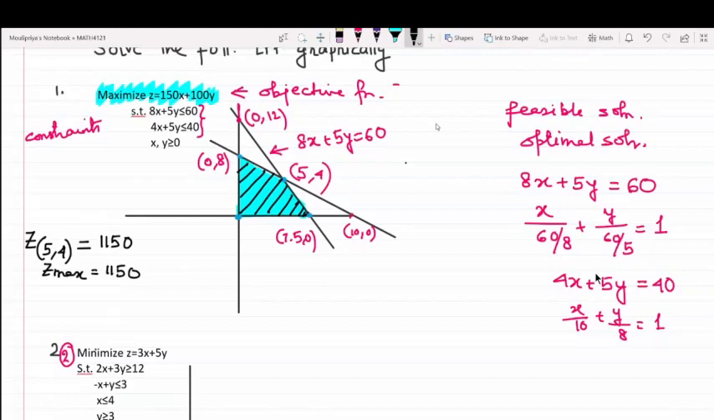Even like you can cross check, you can find out what is z at 0.8. It would be 800, right? Similarly, you can check z at 7.50. There's no need to check at the point 0.0 because we're interested in the maximization of the given problem. You will see that in any case, you are getting the maximum at 5.4. So this is what your answer is. Are we all okay with this one?